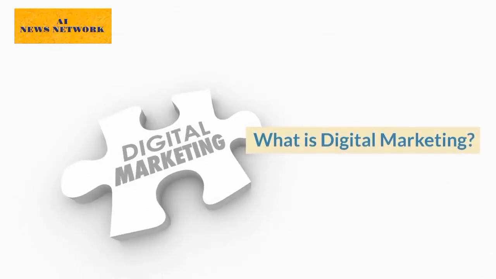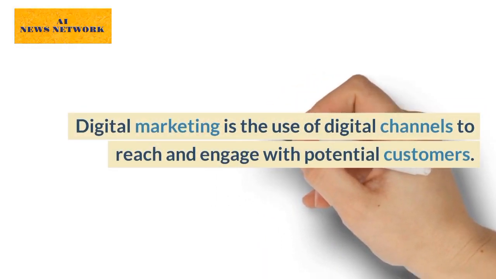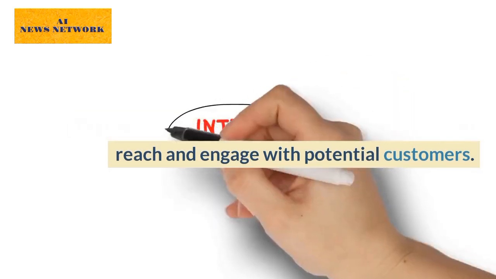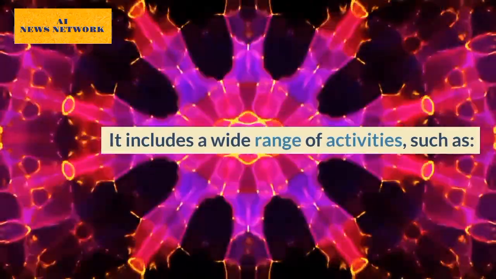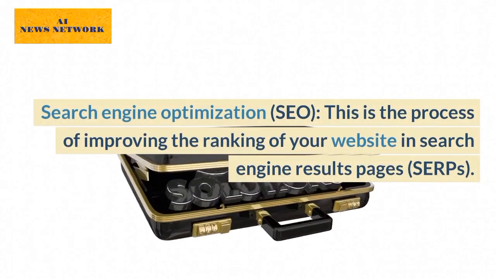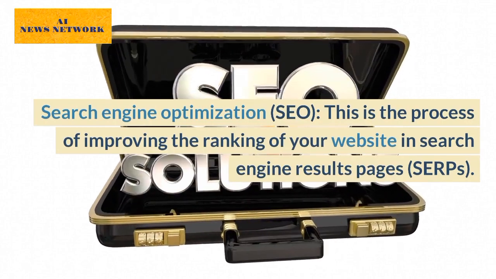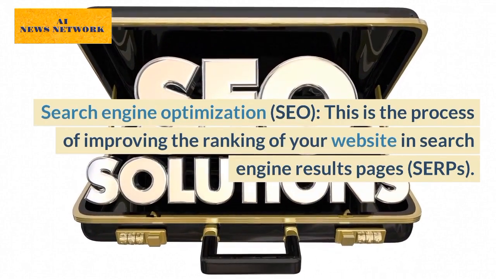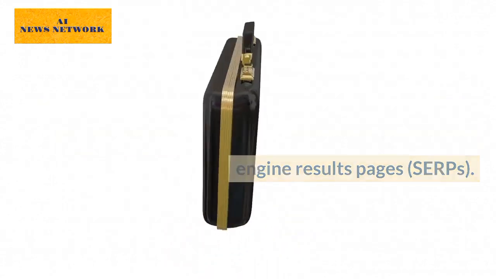What is digital marketing? Digital marketing is the use of digital channels to reach and engage with potential customers. It includes a wide range of activities, such as search engine optimization, SEO. This is the process of improving the ranking of your website in search engine results pages, SERPs.